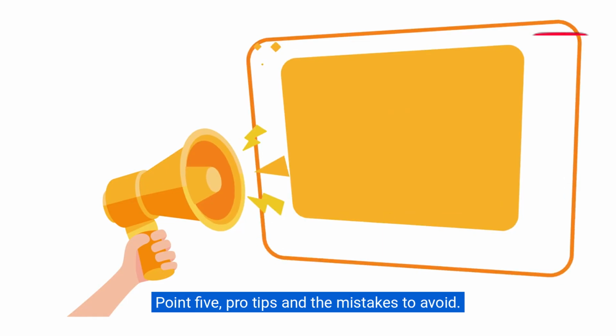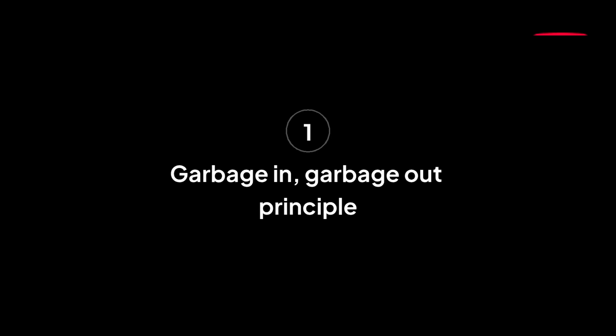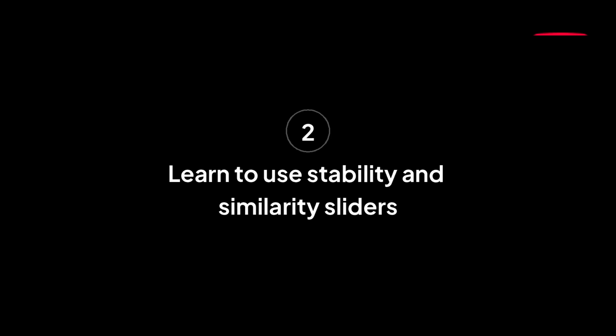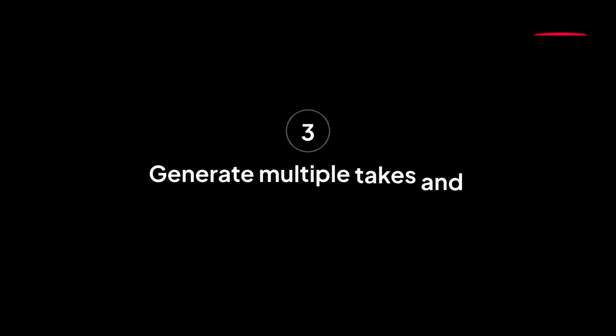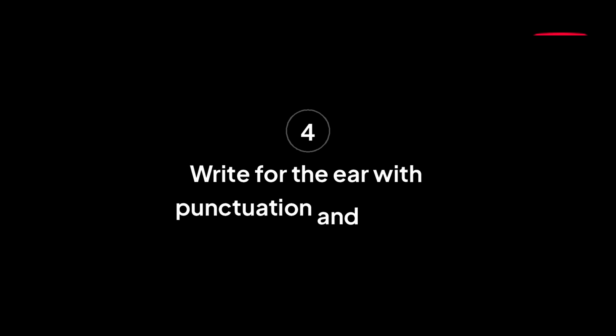Point 5. Pro tips and the mistakes to avoid. 5 rapid fire lessons I learned the slightly annoying way. 1. Garbage in, garbage out. Clean source audio beats long source audio every time. 2. Learn the stability and similarity sliders. Stability high for steady tutorial reads, lower for emotion. 3. Generate the same line 2 or 3 times and keep the best take. Every generation is a little different.